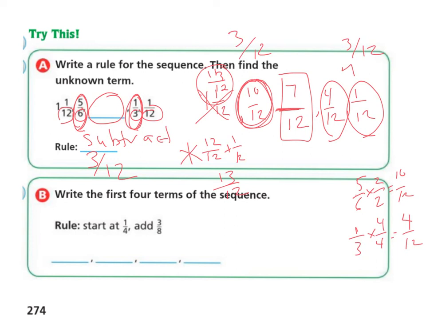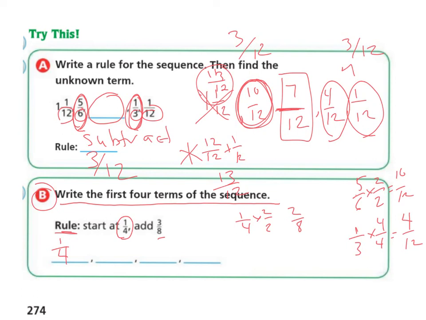So now on B, they want us to write the first 4 terms of the sequence. So here's my rule. My rule is to start at 1/4 and then add 3/8. So if I start at 1/4 and I have to add 3/8, first of all, let me change my 1/4 to have 8 on the bottom. So that means my 1/4 is going to be 2/8.